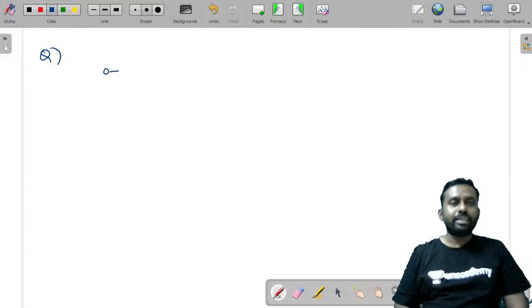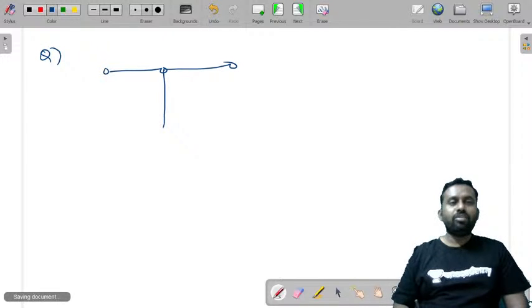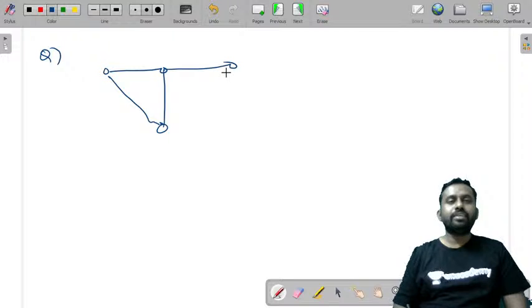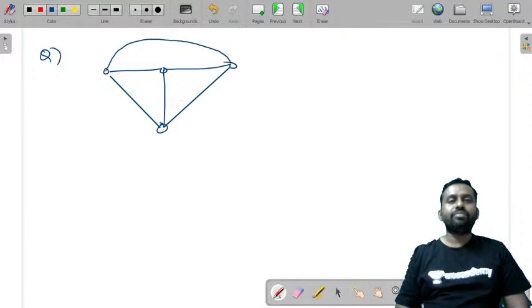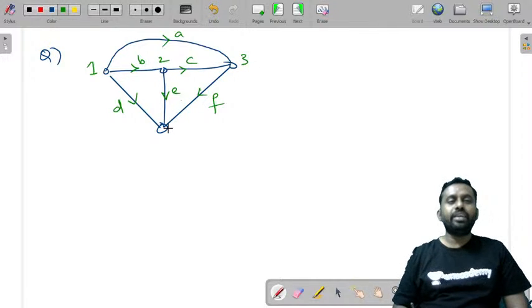The question is something like this: obtain the complete incidence matrix for the given graph. So this is the graph. Now let us take this as A, this as B, this as C, this as D, this as E, and this as F. Now the nodes are 1, 2, 3, 4.